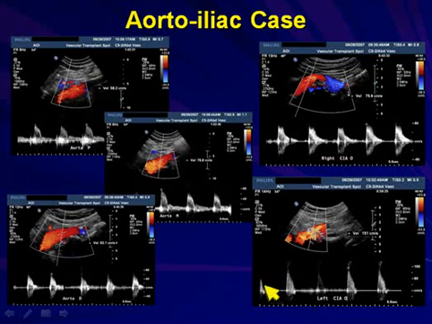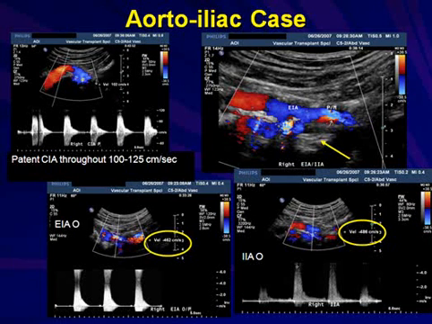Then we look at the origins of both common iliac arteries, and you can see that there's quite a bit of difference in the waveform here. This is a much more normal waveform on the left, where there is some reverse flow component, as opposed to this on the right, where it is a monophasic waveform and there's no reverse flow component. So we're going to be keeping an eye out on that.